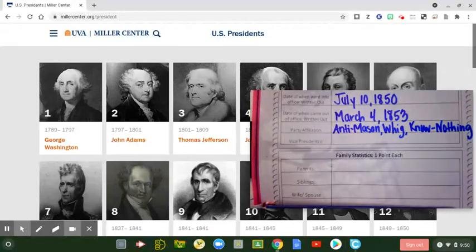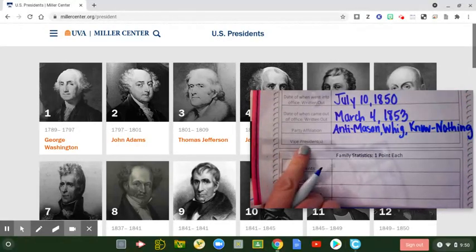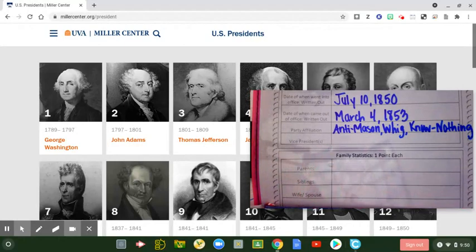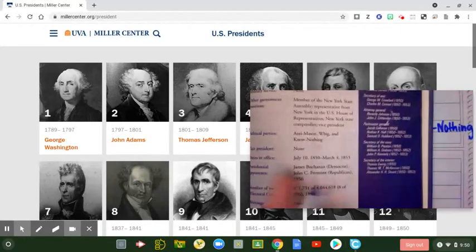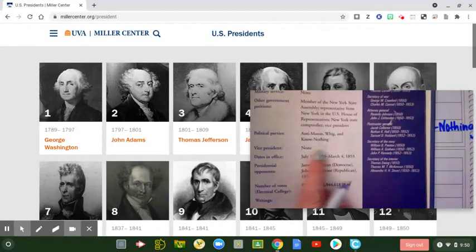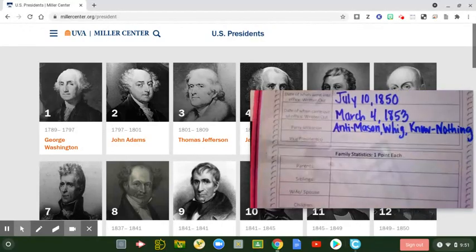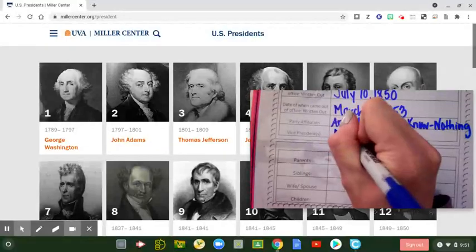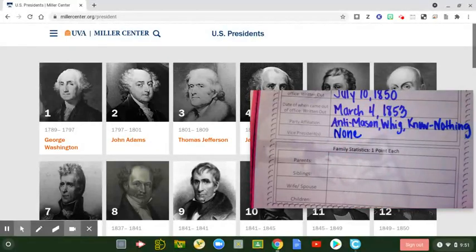Okay. All right. And who was the vice president during his presidency? And that also tells me in the blue book, if you look, vice president, how about that? None. Okay. He didn't have one. Okay. So we're going to put none. All right. So my second section is done.